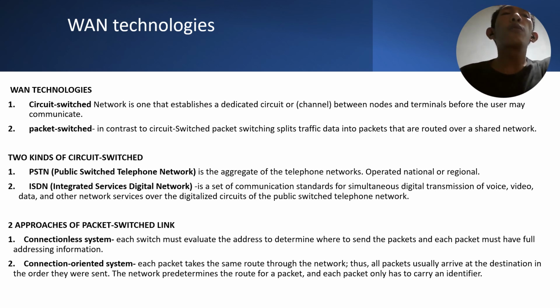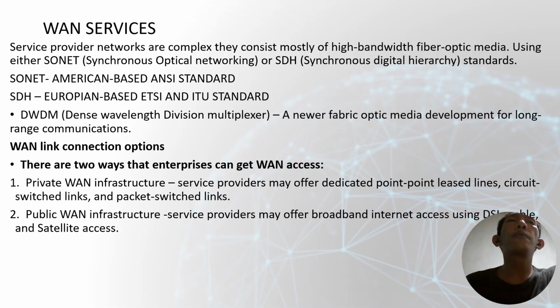Two approaches of packet switch link. First is the connectionless system. Each switch must evaluate the address to determine where to send the packets, and each packet must have the full addressing information. Second is the connection-oriented system. Each packet takes the same route through the network. Thus, all packets usually arrive at the destination in the order they were sent. The network predetermines the route for a packet, and each packet only has to carry an identifier.